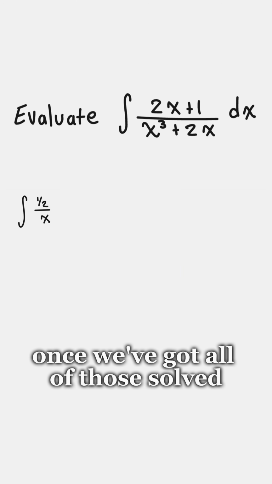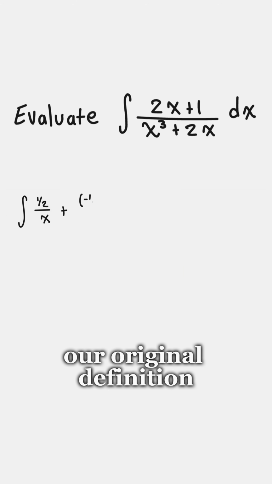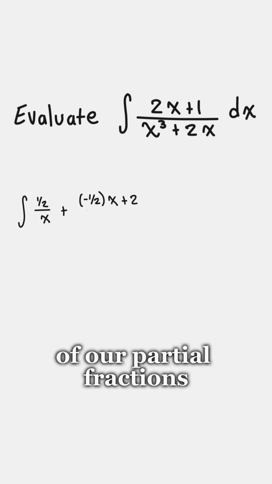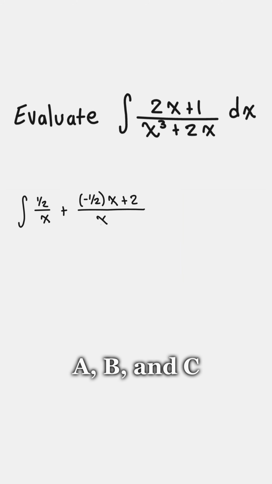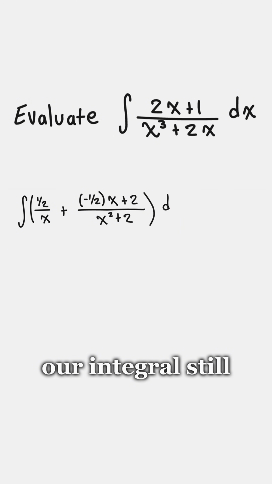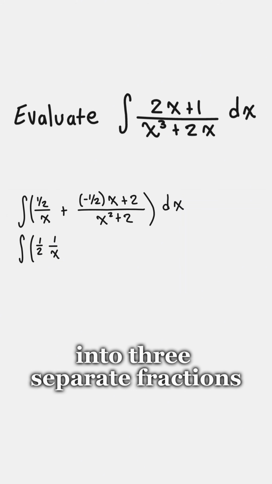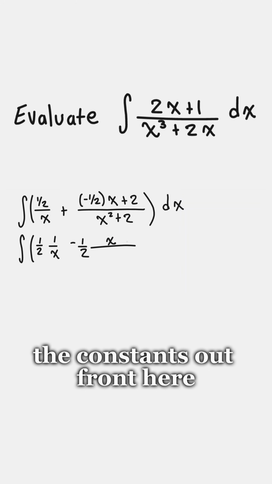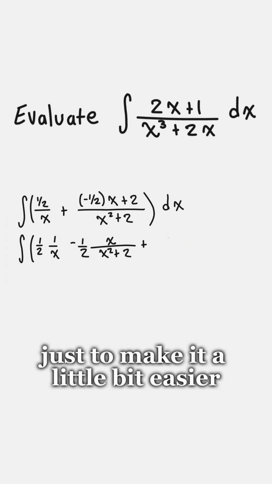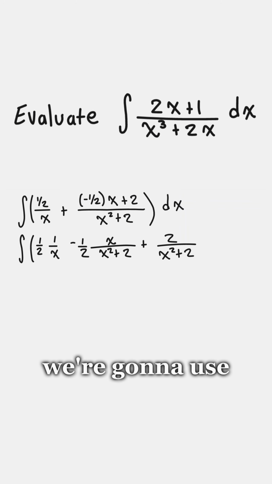Once we've got all of those solved, we can go back to our original definition of our partial fractions, and we can plug in A, B, and C. Our integral still looks a little weird, so let's split this up into 3 separate fractions. I'm also just going to pull the constants out front here, just to make it a little bit easier to see what kind of integrals we're going to use.